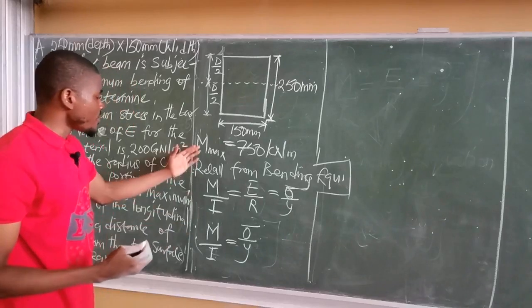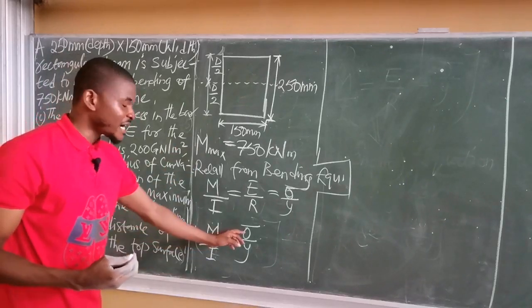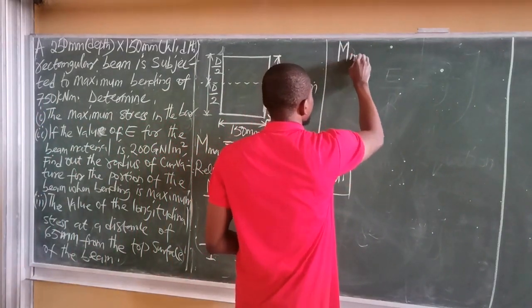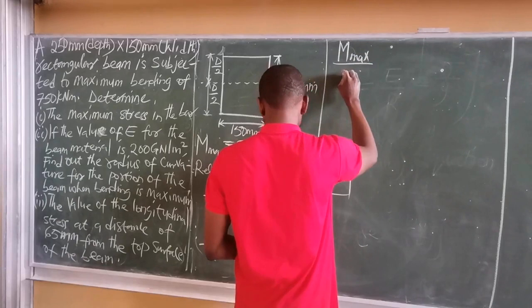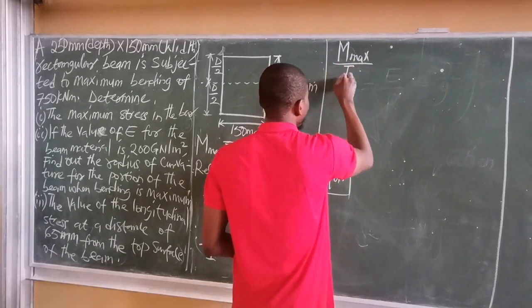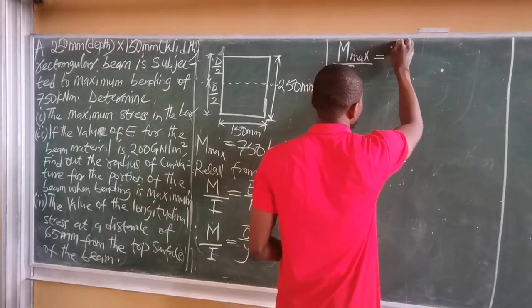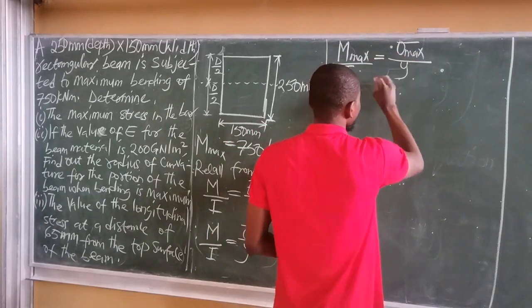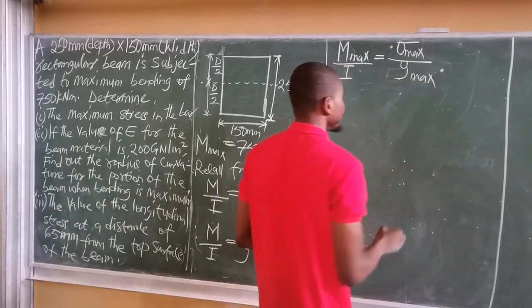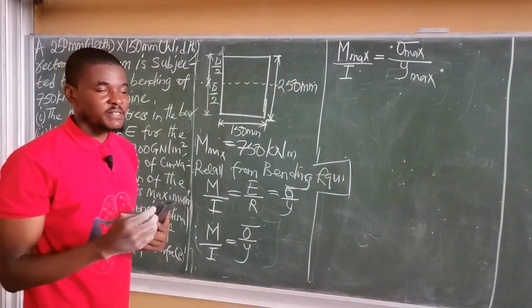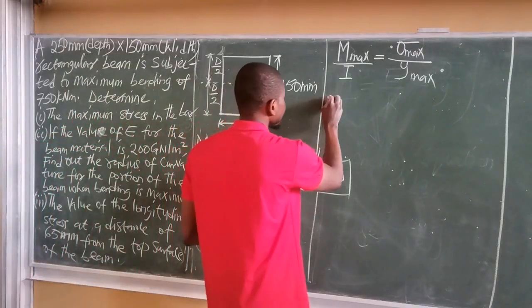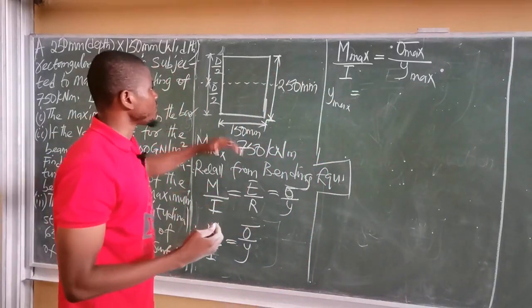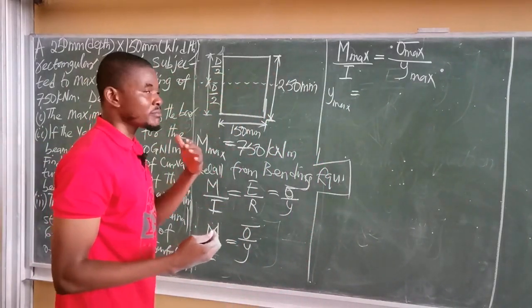So here, if moment is maximum, it also means the stress here has to be maximum. So this equation can be written as maximum moment M max over moment of inertia I, and that's simply equal to, of course, the maximum stress at maximum moment over the maximum distance from the neutral axis. That is where bending is maximum. So Y max, I've said, is going to be the middle point of the depth. That is where bending moment is maximum.